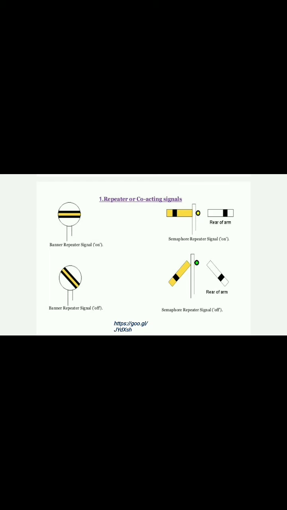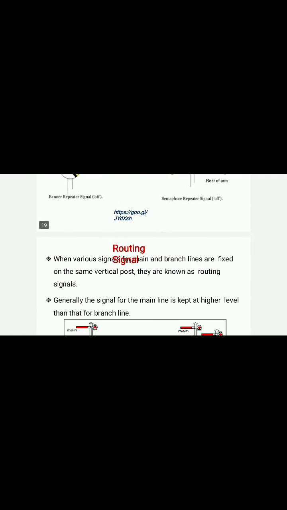Here you can see the repeater signal. When the yellow strip is horizontal, it means that the train has to stop. When the yellow signal is inclined, it means we can proceed further.